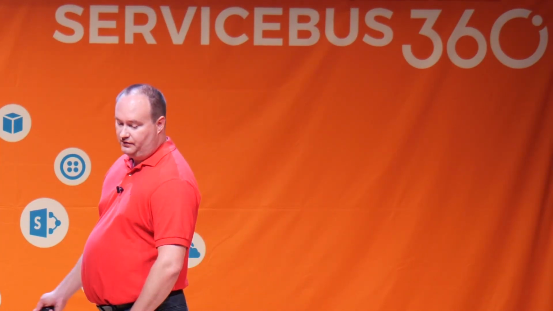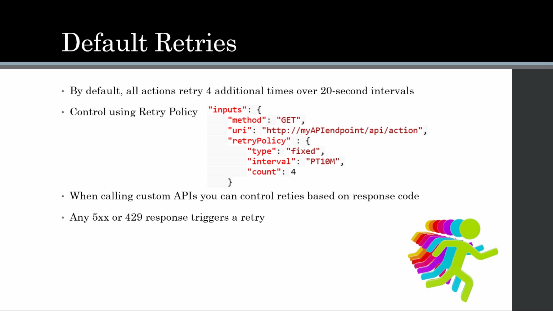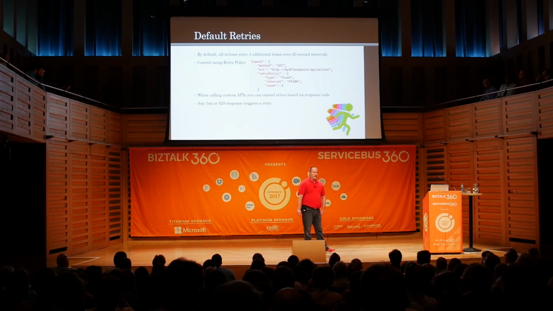Now you can change that, it's fully configurable at the per action level, and that can be set using a retry policy. It's quite simple, it just looks like it is here. You define the time and the count for the retries. We also found that when calling custom APIs, we could control the retries ourselves based on the response code that we return to the logic app. So anything that is a 500 error or a 429 will automatically trigger a retry. If we didn't want it to retry, we would return something else in the 400 range, knowing that the logic app won't try to retry.